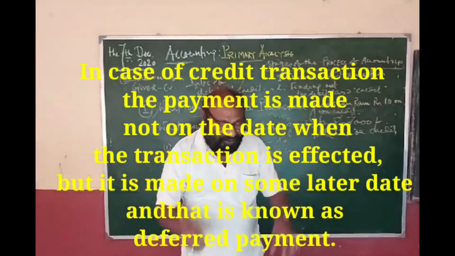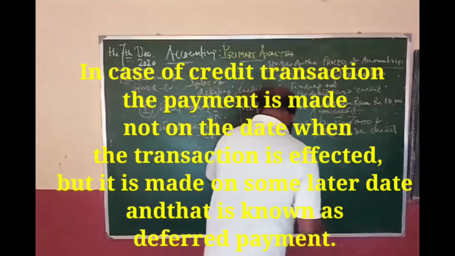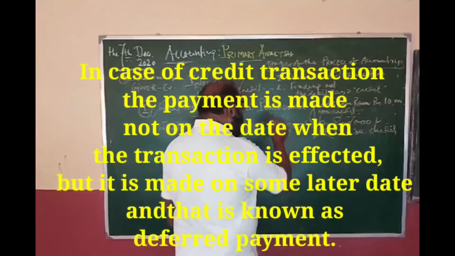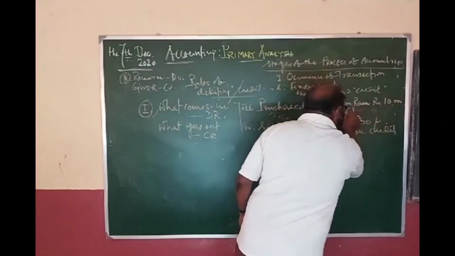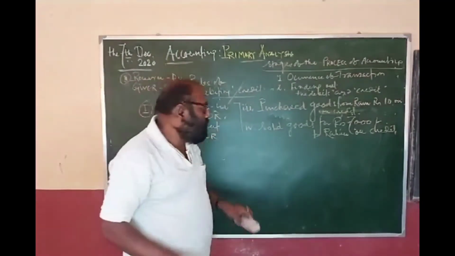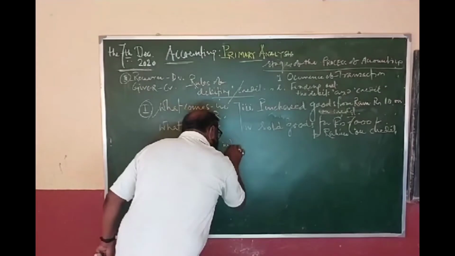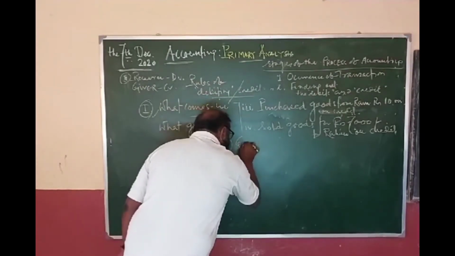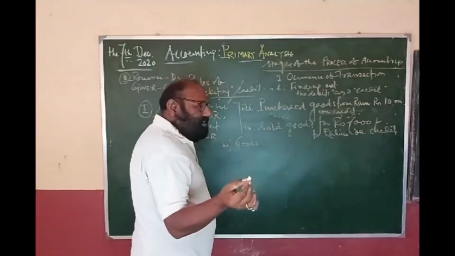I am taking both the examples. So I am rubbing this off, okay? So the first part is rubbed. Here what I am writing: purchase goods from Ram, rupees 10,000 on credit. It means I am purchasing goods from Ram. So what comes in? Very good. Goods are coming in. So goods account, goods debit. What goes out? Nothing. I am getting nothing.